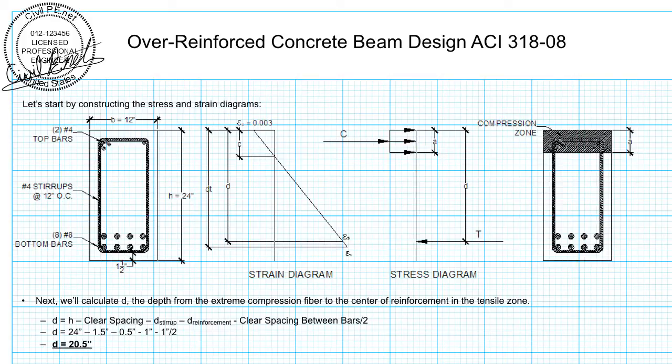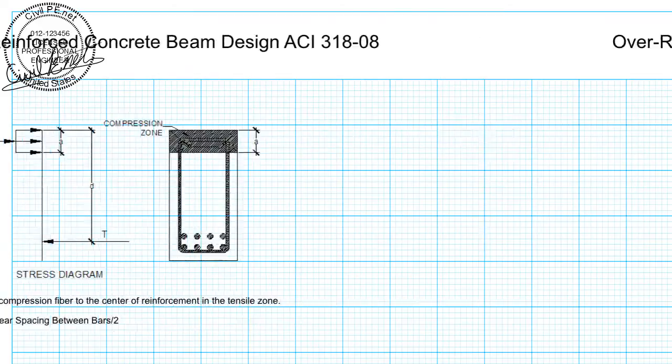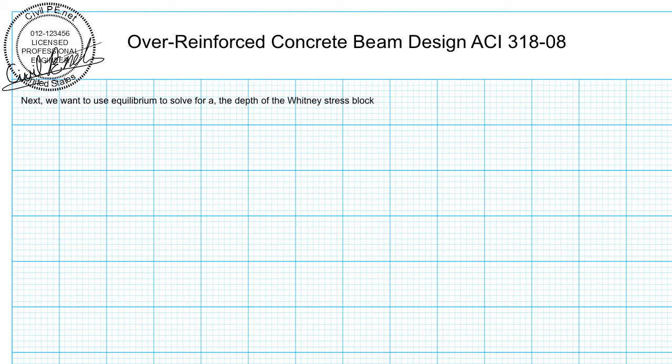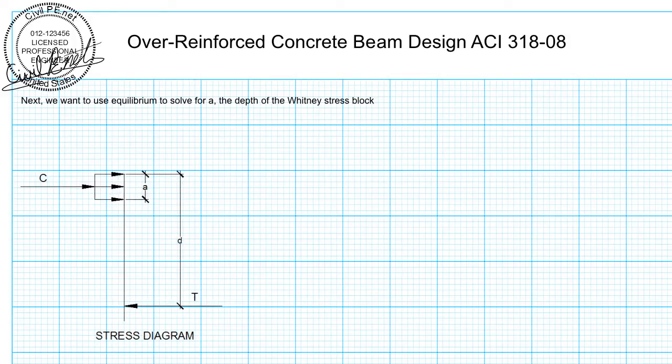So if we calculate that out, we get that d is 20.5 inches. Now we want to use equilibrium once again to solve for a, the depth of that Whitney stress block. So bring up our stress diagram once more. From the rules of equilibrium, like we've said before, we know that the compression force must equal the tension force. So C equals T.